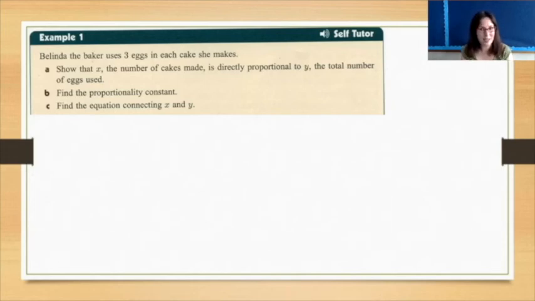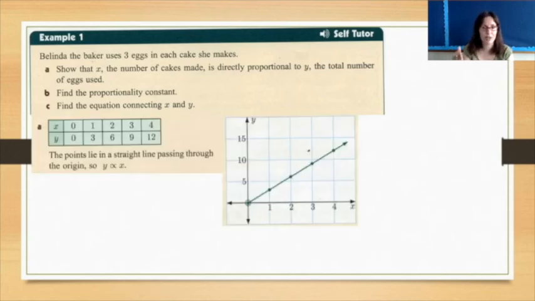Now, copying down this example. Example 1: Belinda the baker uses 3 eggs in each cake she makes. Sorry if you can hear some construction work outside. Show that x, the number of cakes made, is directly proportional to y, the total number of eggs used. If she makes no cakes, how many eggs is she going to use? None. If she makes 1 cake, how many eggs? 3. So you would show that as a table of values, as we've got here.